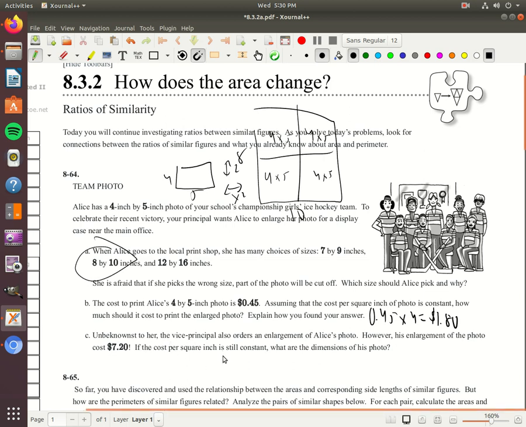Anyway, unbeknownst to her, the vice principal also orders an enlargement of Alice's photo. However, his enlargement costs $7.20. So, all right, let's take a look at this. He's multiplying this 45 cents.